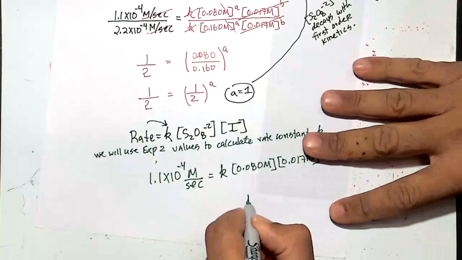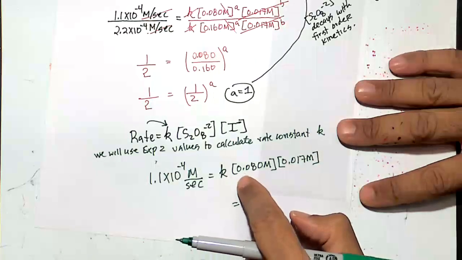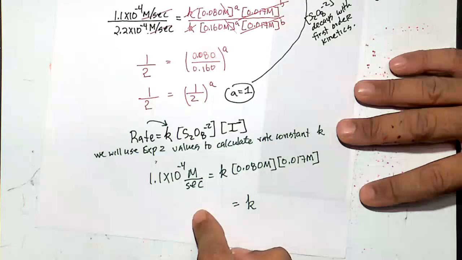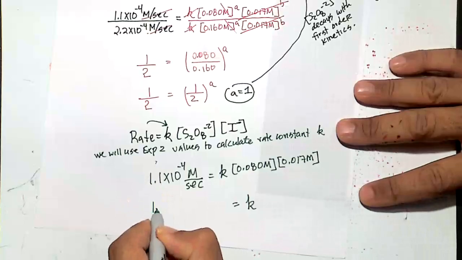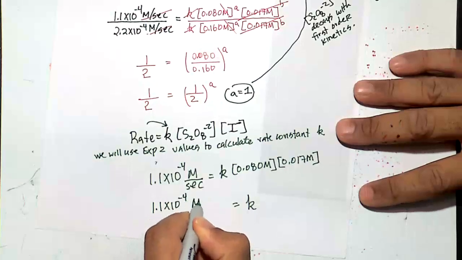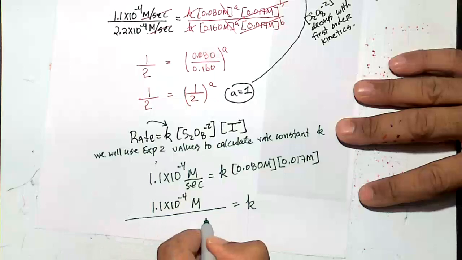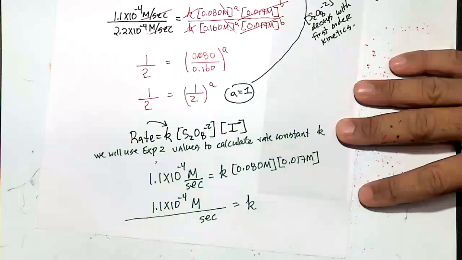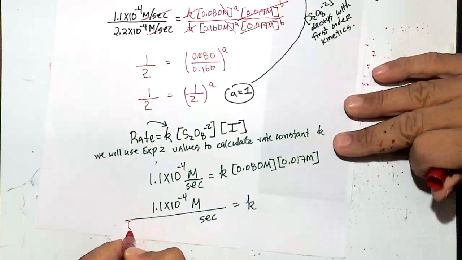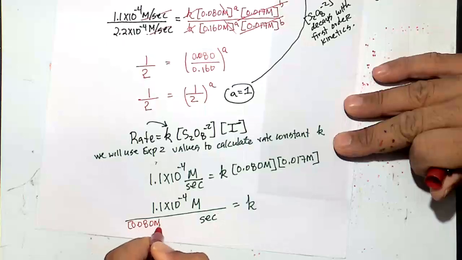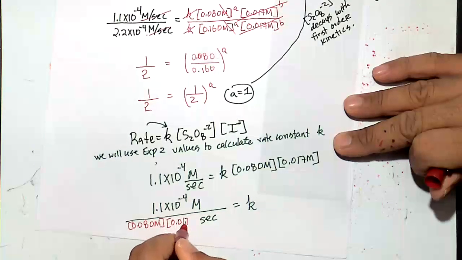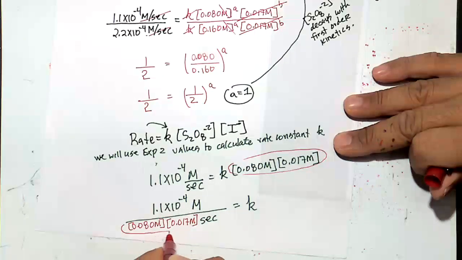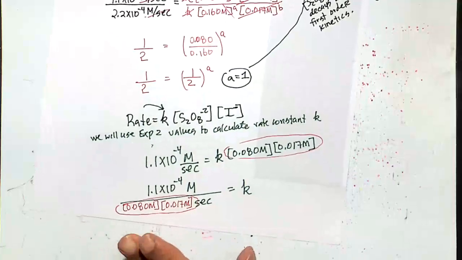All right, now we will solve for K. K is equal to, I'm going to move the 0.080 M down, and the 0.017 M down. The rate is 1.1 times 10 to the minus 4 M over seconds, divided by 0.080 M times 0.017 M. It's basically solving for K here.